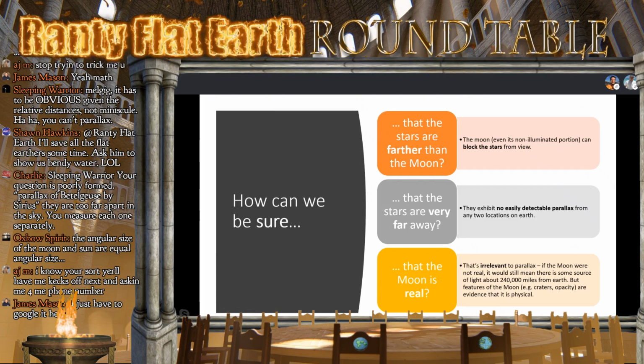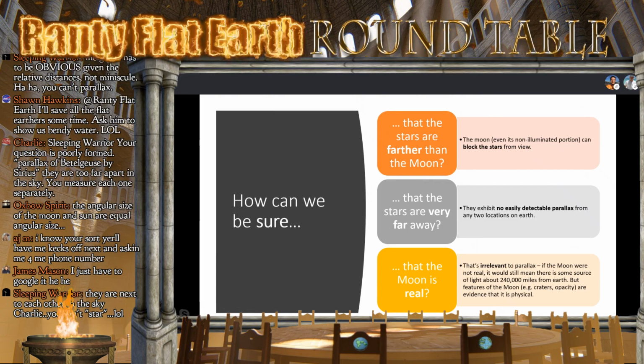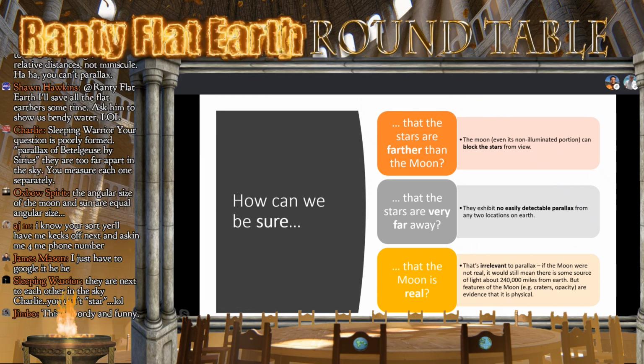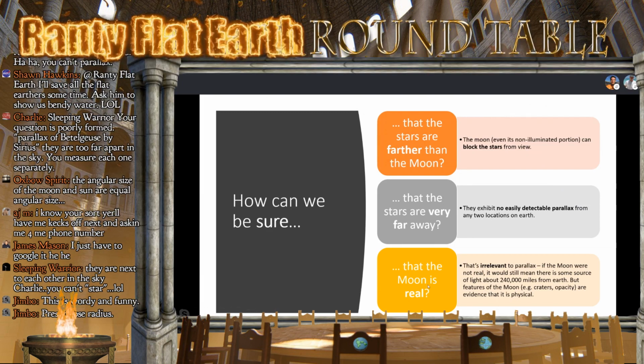How can we be sure that the stars are very far away? The fact that they exhibit no easily detectable parallax, Anthony, I'm looking at you, from any 2 locations on Earth, indicates that the stars are very far away. The fact that the moon does demonstrate detectable parallax makes it sound like the moon must be closer than the stars. And finally, how can we be sure that the moon is real?